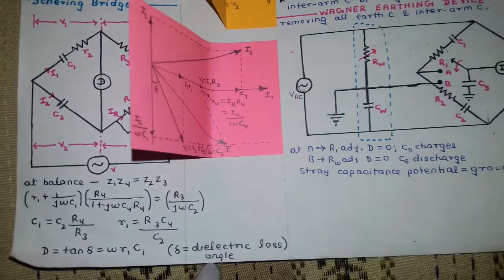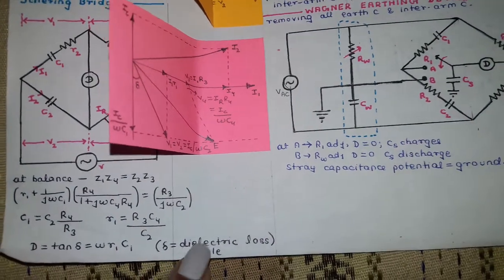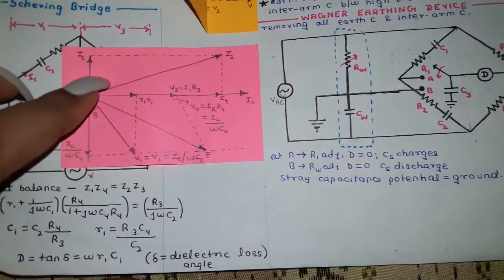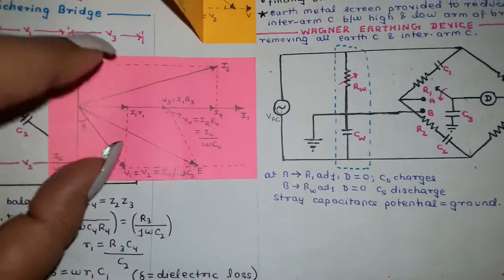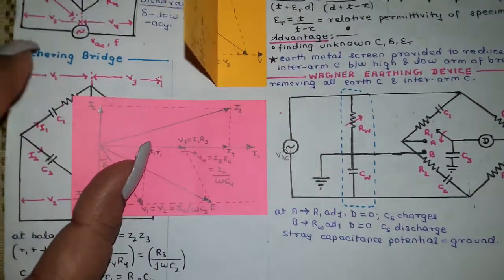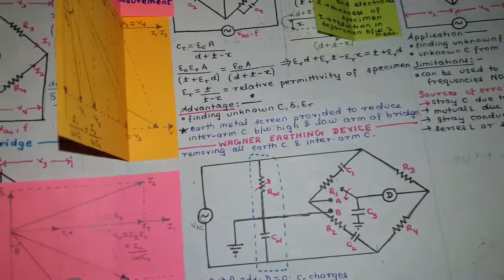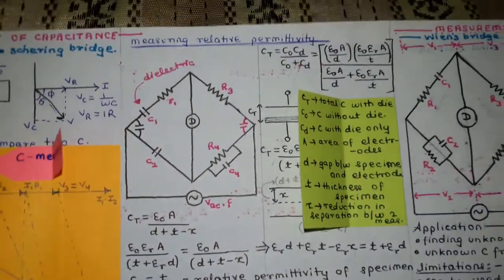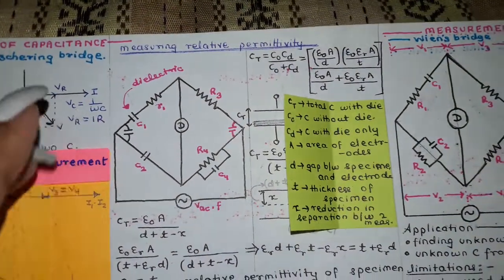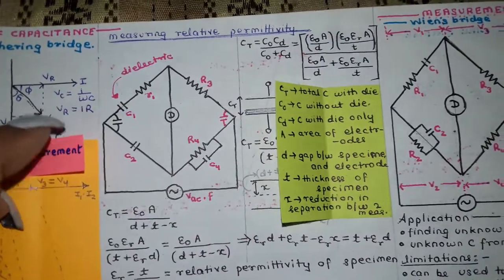Then we have this, and this delta is also known as dielectric loss. Now this is your required phasor diagram of your Schering bridge. Now we shall be discussing measuring relative permittivity. This is the bridge we are concerned with.